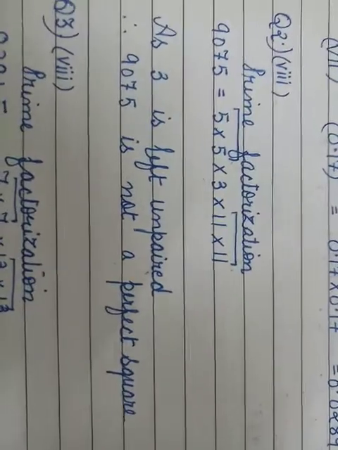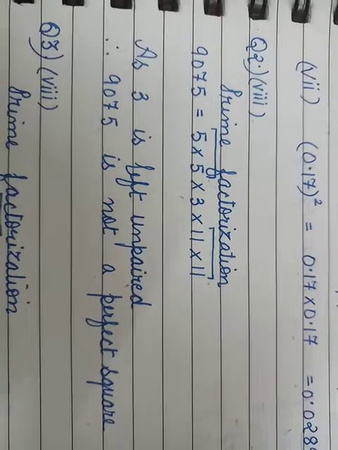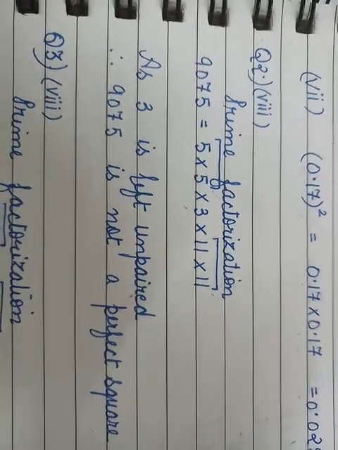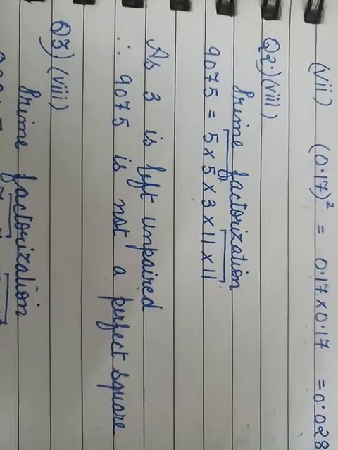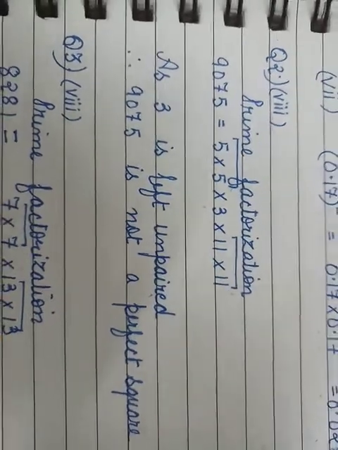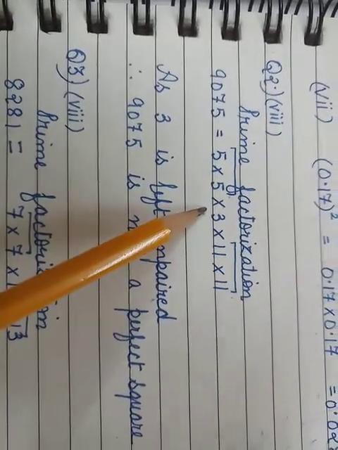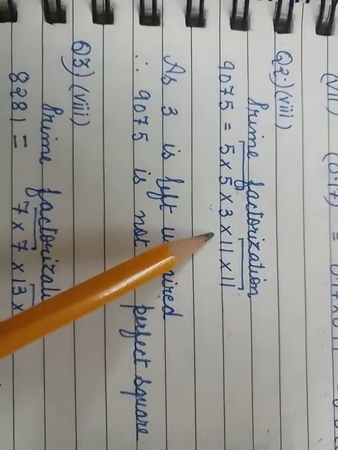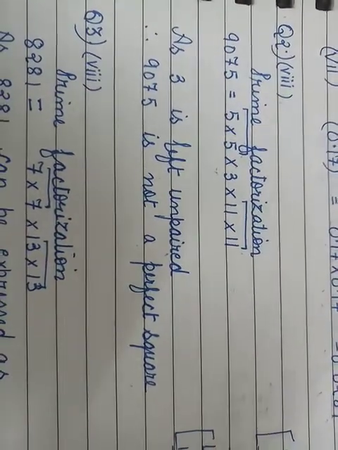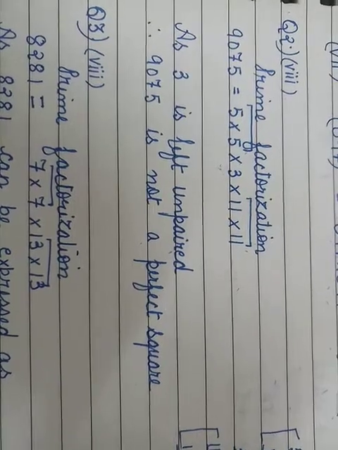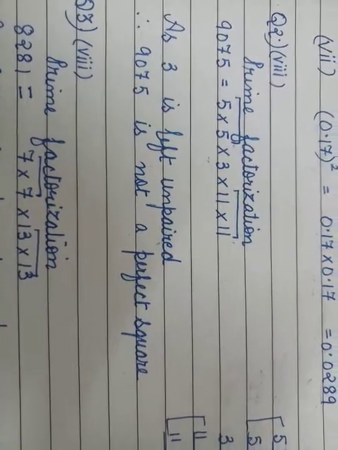See, for any number to be a perfect square, we should have all the numbers in pairs. If any number is not having a pair, that means it is not a perfect square. Because 5 has power 2, 11 has power 2, but 3 is not having power 2, therefore it is not a perfect square. This way we leave our answer saying that 9075 is not a perfect square. So hope you can do the remaining parts of this.